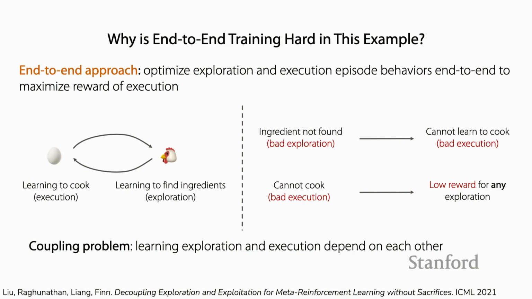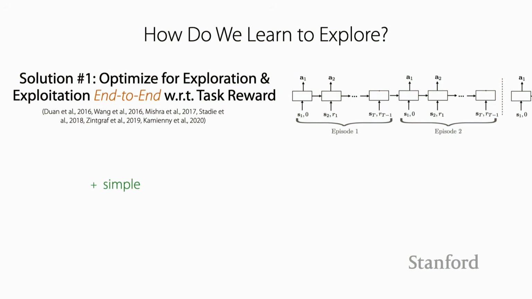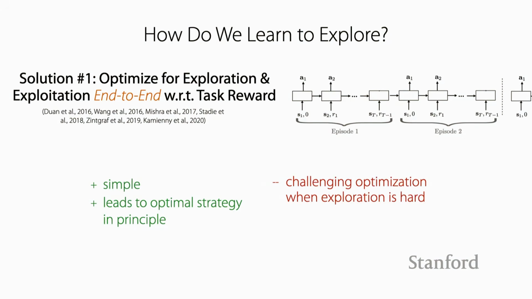Another way to view this is as a coupling problem, where exploration and execution, or exploitation, depend on each other in order to be jointly successful. So the way to view end-to-end training is that it's great in that you can learn this optimal trade-off, but it can be extremely challenging if you have a hard exploration problem, because you need to figure out how to explore and exploit and get learning signal that way.